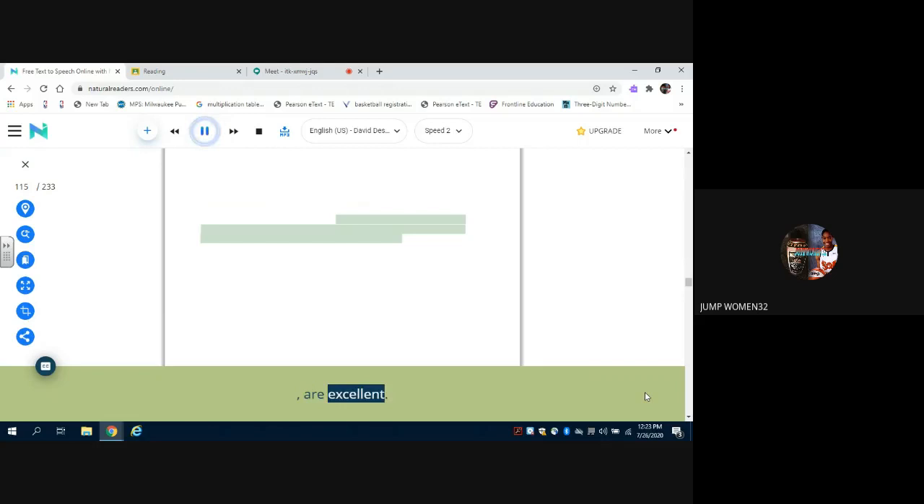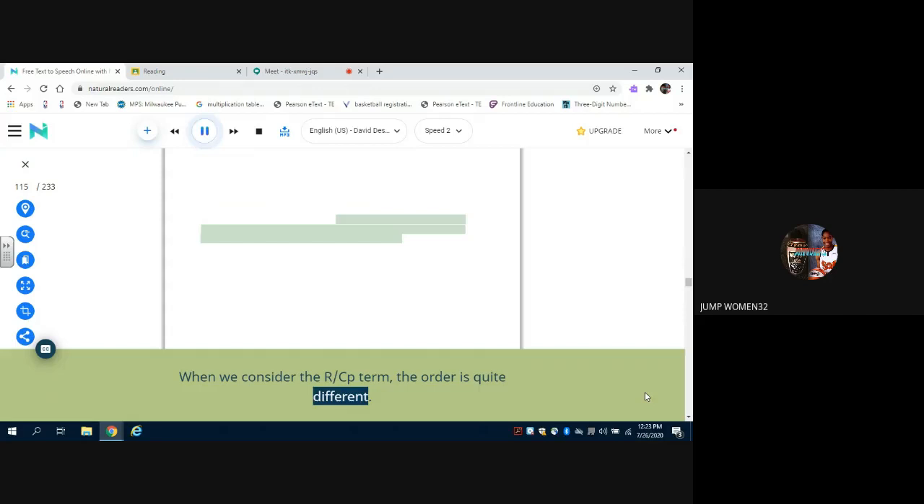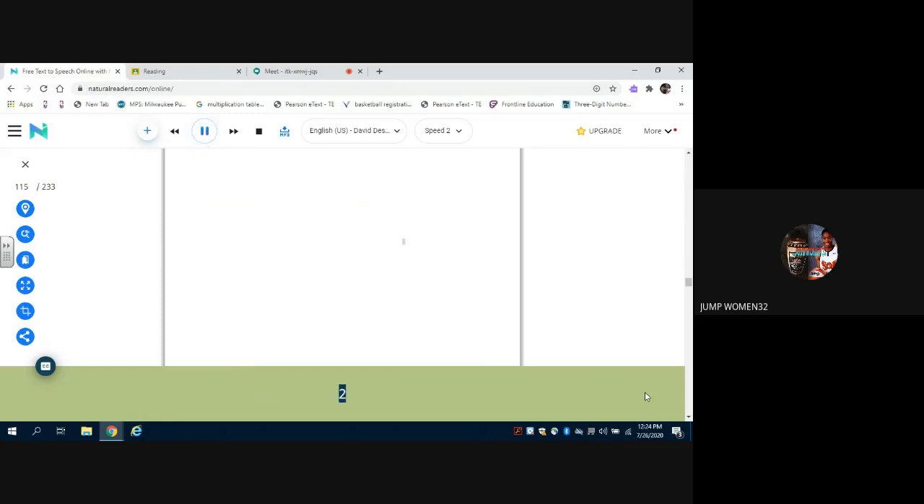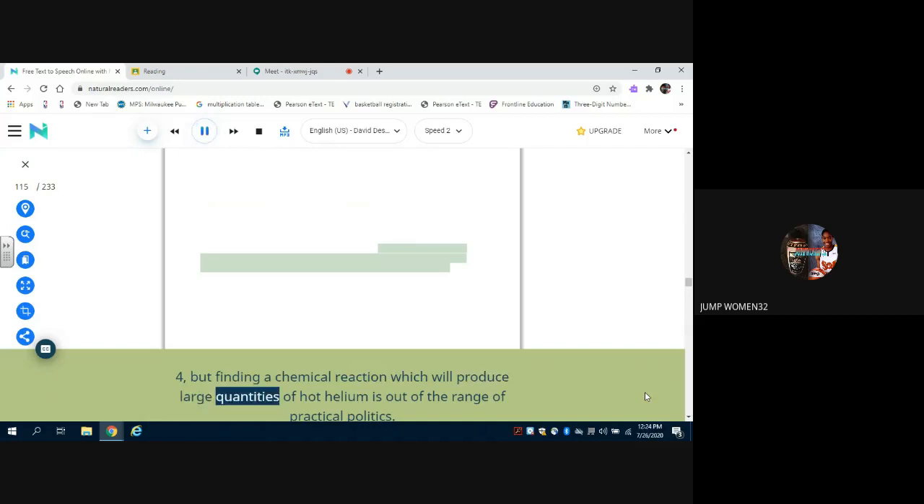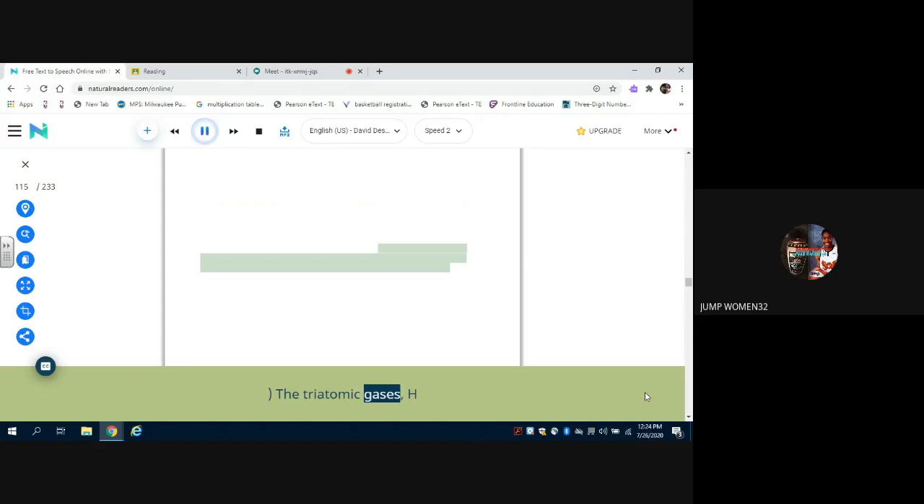When we consider the R/CP term, the order is quite different. The diatomic gases, with an R/CP above 0.2, are excellent. They include HF, H2, CO, HCl, and N2. Of course, a monatomic gas has an R/CP of 0.4, but finding a chemical reaction which will produce large quantities of hot helium is out of the range of practical politics.